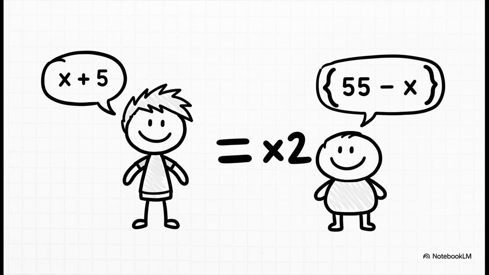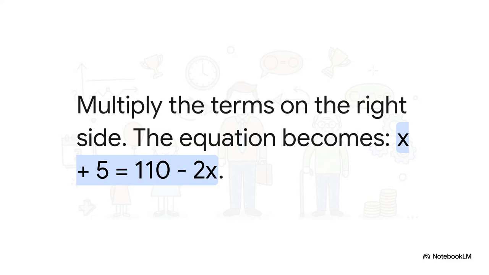Now, let's build that equation. The problem tells us that in 5 years, A's age, which is x plus 5, will be twice B's age, which is 55 minus x. So our equation is x plus 5 equals 2 times the quantity of 55 minus x. Next, let's simplify by distributing that 2 on the right side. That gives us 110 minus 2x.